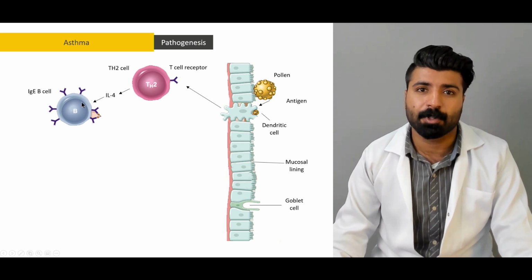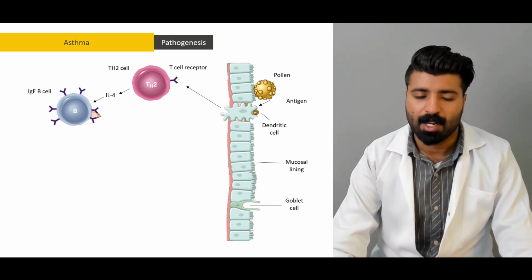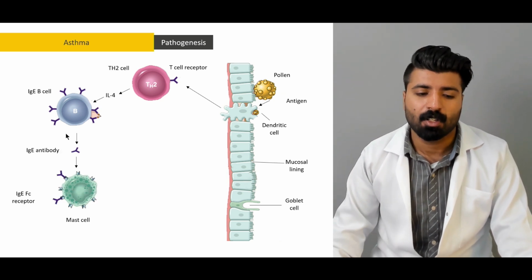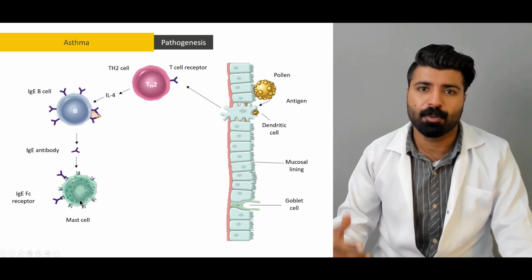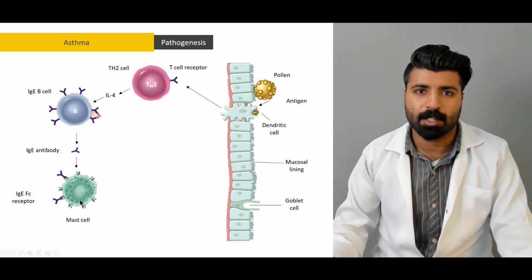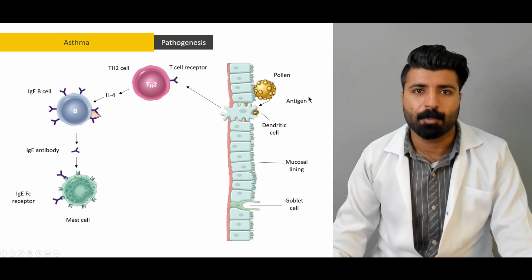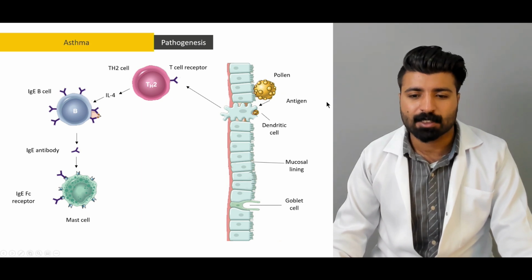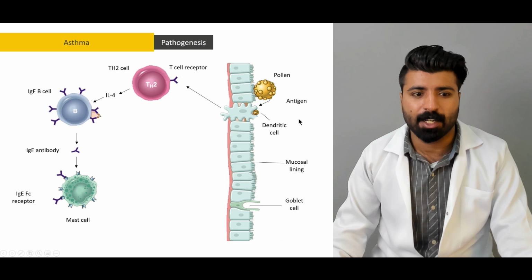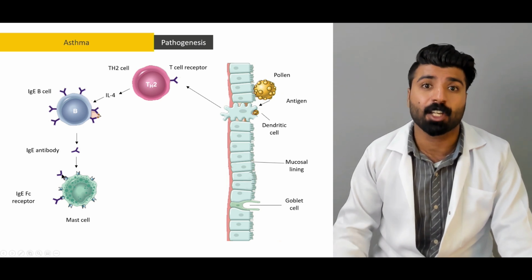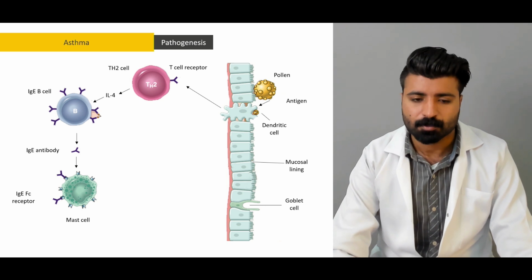Now, IgE cells are produced for hypersensitivity, to control the hypersensitivity, and these are going to get deposited on the mast cells for future use. The next time a person is exposed to this antigen again, these will release IgE antibodies, and they will take care of the hypersensitivity reaction.